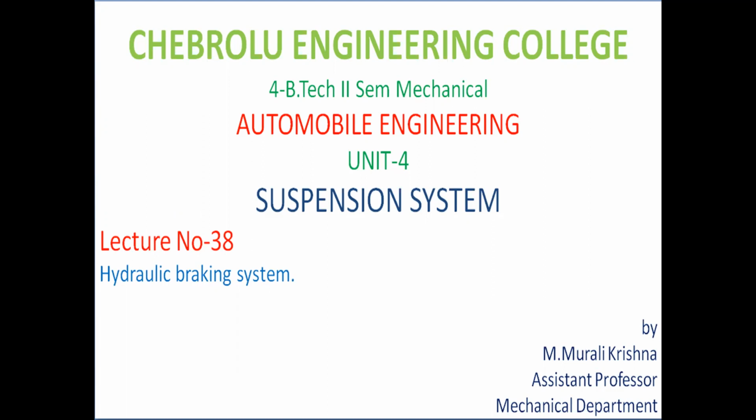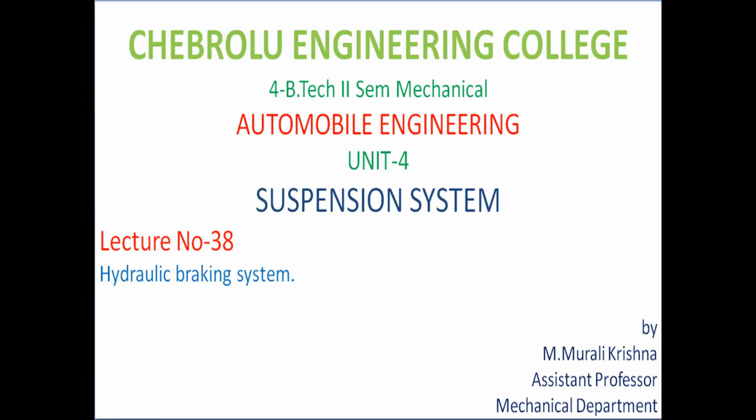So in this hydraulic braking system, there are mainly two different types of hydraulic braking systems. One is drum type hydraulic braking system, and the next one is disc type hydraulic braking system. These are the two commonly used types of hydraulic braking systems in automobile vehicles.